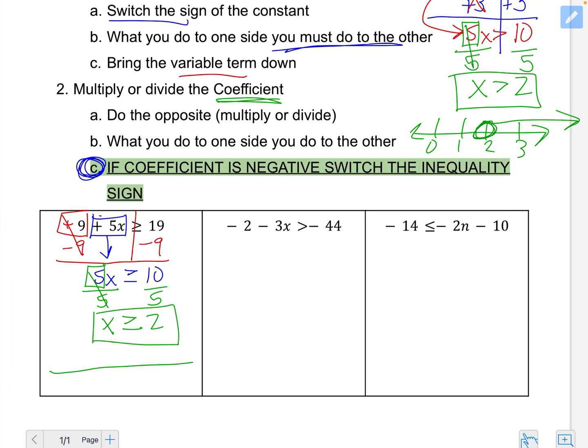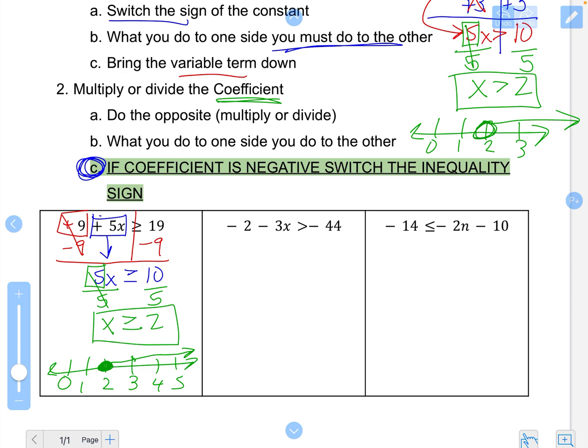So in this case, on my number line, because it's greater than or equal to, when I draw my circle it needs to be filled in. Because 2 is a possible answer, I'm going to draw my arrow the direction that my inequality is going.